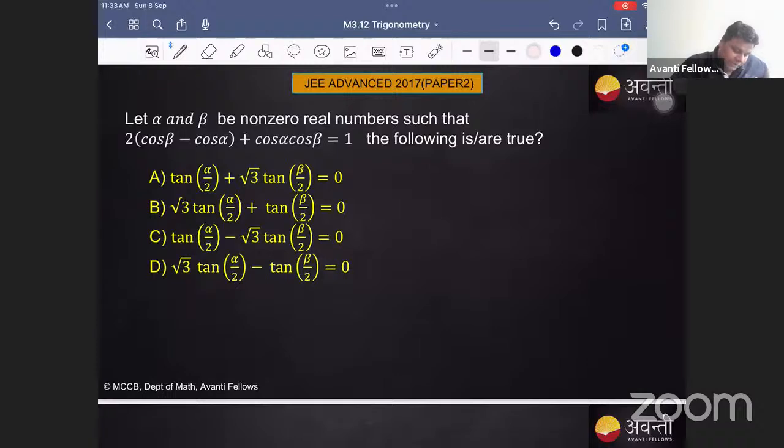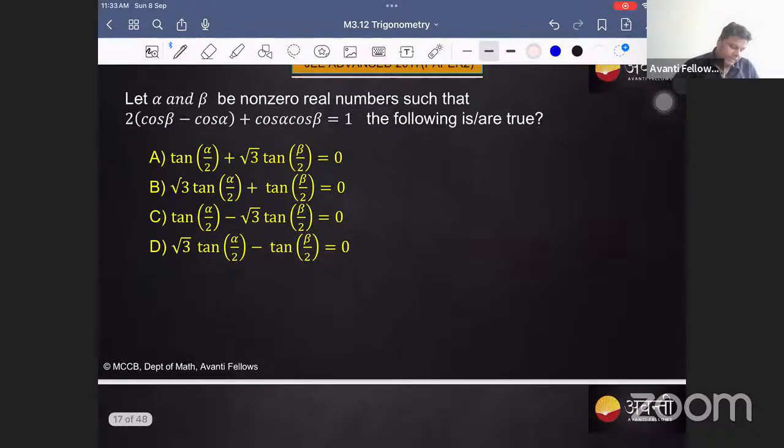Now let's see, this question was there in JEE Advanced. This question was there in JEE Advanced 2017 paper 2. Let alpha, beta be the non-zero numbers such that twice of cos beta minus cos alpha plus cos alpha cos beta equals to 1. Then which of the following is true? Tan alpha by 2 is equals to root 3 times tan beta by 2 and so on and so forth. All right. Now, how do we do it? Now see.